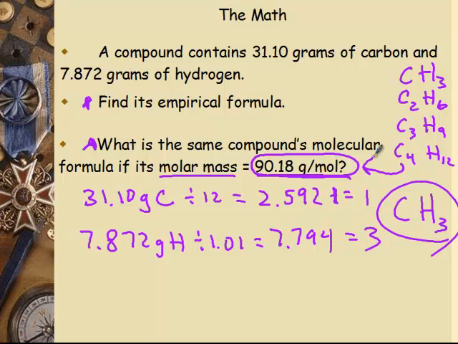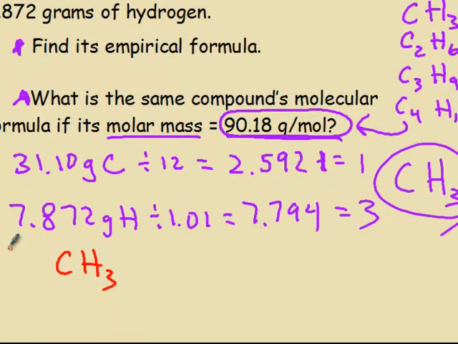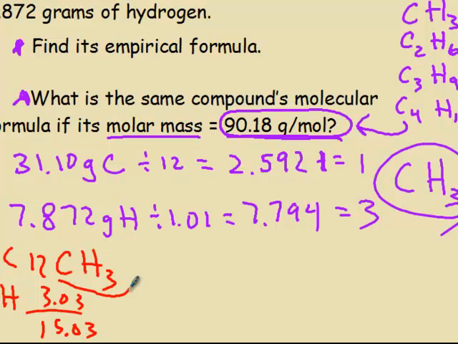But we don't want to have to do that. And so here's the trick. Find the mass of the empirical formula. So the empirical formula is CH3. That's 1 carbon, 3 hydrogens. 12 plus 3.03 gives me 15.03. So that's the mass of CH3.